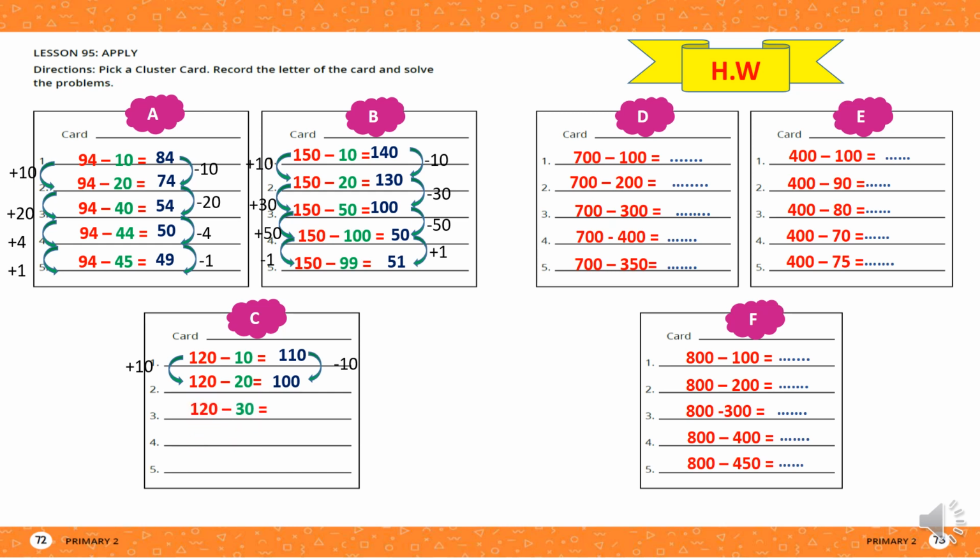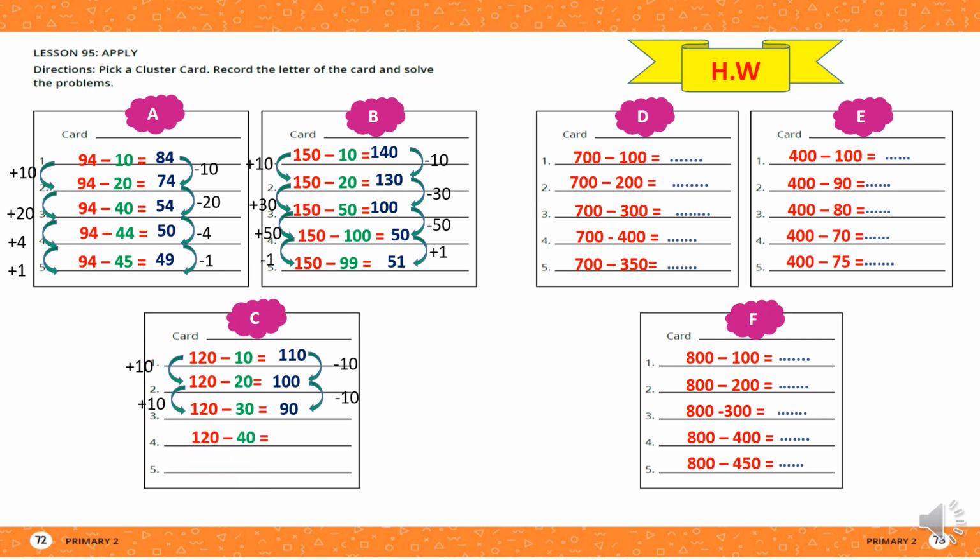Equation number 3. 120 minus 30. Yeah, 20 becomes 30. It increased. Increased by what? We added 10. 20 plus 10 equals 30. So we must subtract 10 from the other side. 100 minus 10 equals 90.